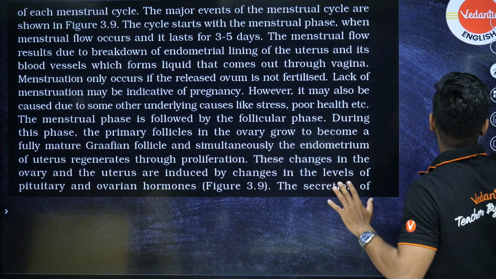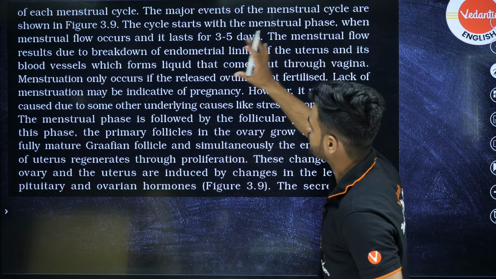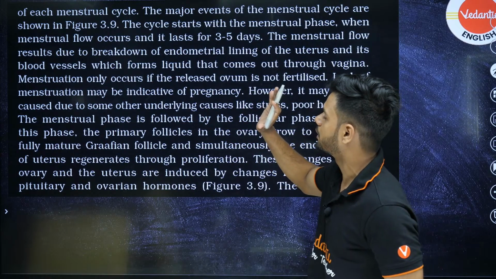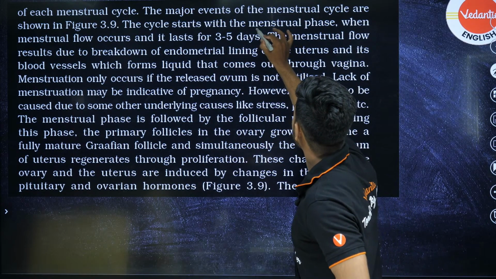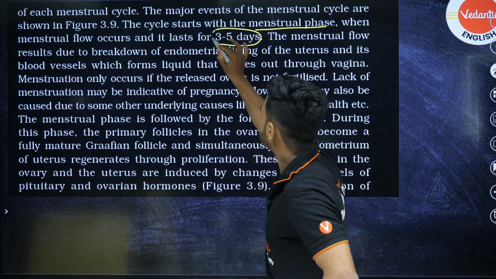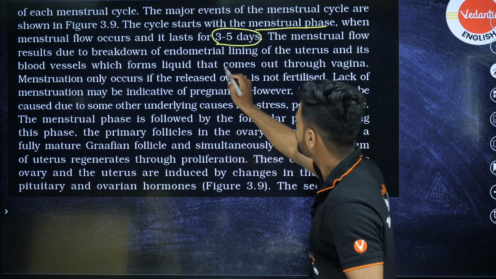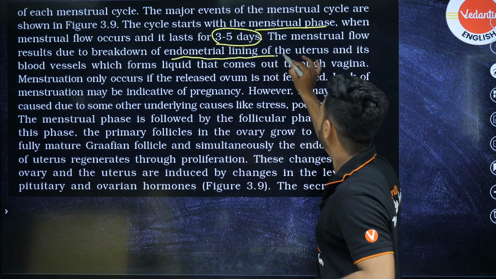Okay, let's read the lines of NCERT now. The major events of the menstrual cycle are shown in figure 3.1, which we just decoded. The cycle starts with the menstrual phase when the menstrual flow occurs and it lasts for 3 to 5 days, which we learned. The menstrual flow results due to breakdown of endometrium lining of the uterus.